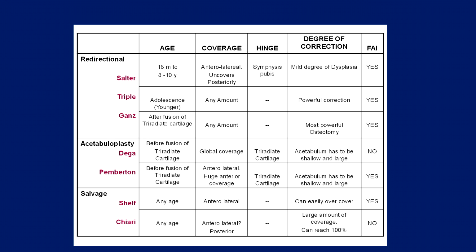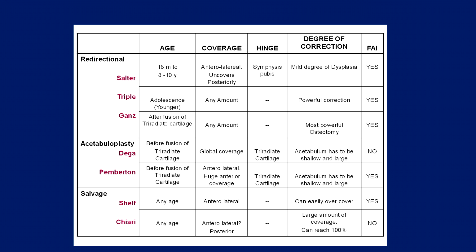The coverage: we said the Salter covers anterolaterally, and the triple and the Ganz cover posteriorly as well, any amount of dysplasia. The Salter hinges on the symphysis pubis. Here there is no hinge, so there is no age limit where you can do this osteotomy. The degree of correction goes from mild to powerful, and the most powerful osteotomy is the Ganz.